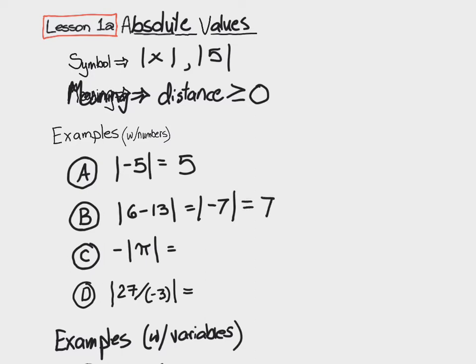7 units. Be careful when they put a negative sign on the outside like that. This implies how far is pi from 0, but then make your answer negative. And so in this case, pi is exactly pi from 0, which is approximately 3.14. And then it said make it negative, or make it the opposite of that.